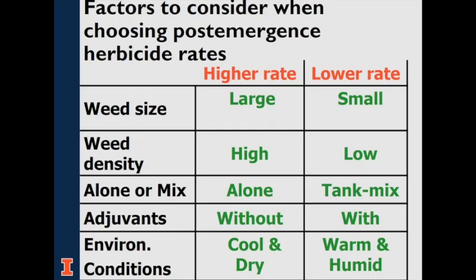In contrast, the lower end of that range would be used if weed size was small, weed density was low, the product was tank mixed with other products or used with an adjuvant, and environmental conditions were warm and humid, which promotes plant growth. Tank mixing can result in lower use rates. However, if resistance is suspected, the full rate should be used. Most labels provide guidance on rates. Never exceed the labeled rate.